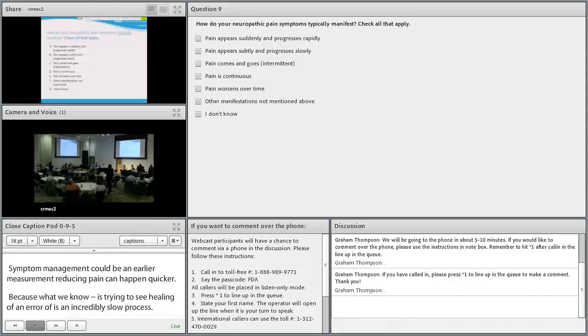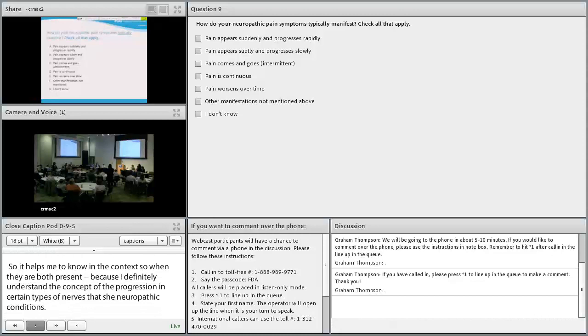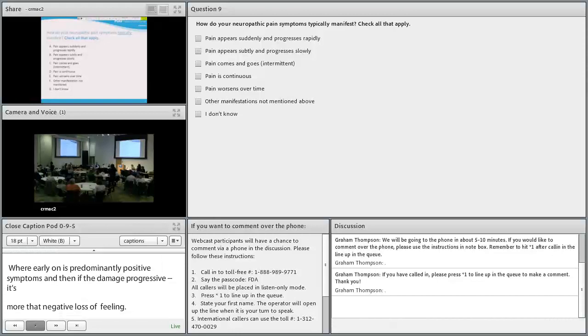So it helps me to know in the context of when they are both present, because I definitely understand the concept of the progression in certain types of neuropathic conditions where early on it's predominantly positive symptoms, and then as the damage progresses, it's more that negative loss of feeling. But when we discuss this with companies that are trying to develop products and we're trying to see what makes sense in terms of staging the clinical study and what to try and get out of the study, it's just helpful to hear some feedback on that.